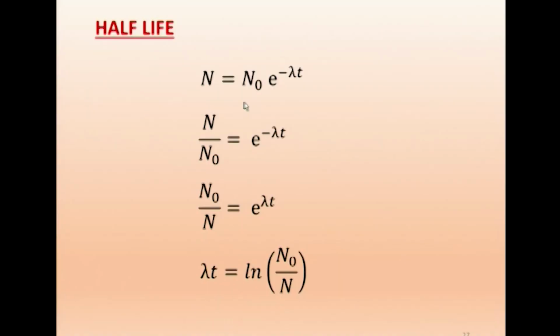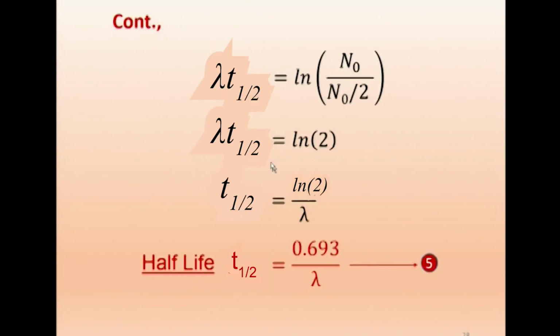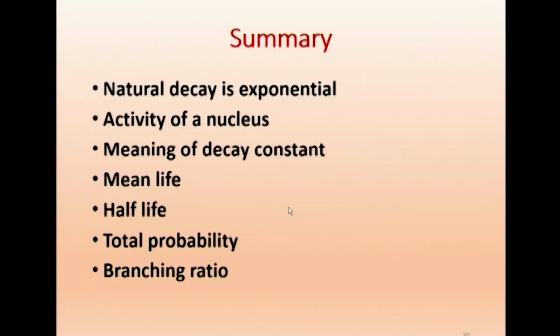So therefore for this half-life, we have to just see where we get half. So what we do, N by N0 equal to this, I am just rewriting and we are getting this part. Now this t I can just put as t half and we get this expression. So we will come back to mean life and half-life again. Now a summary of what we have discussed: natural decay is exponential.